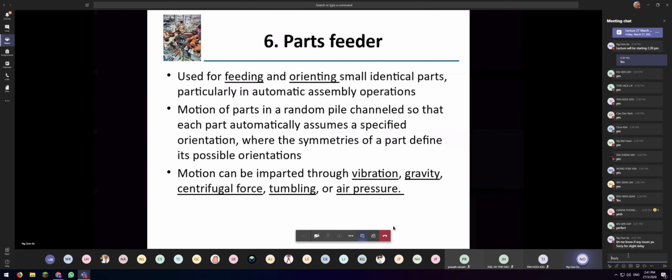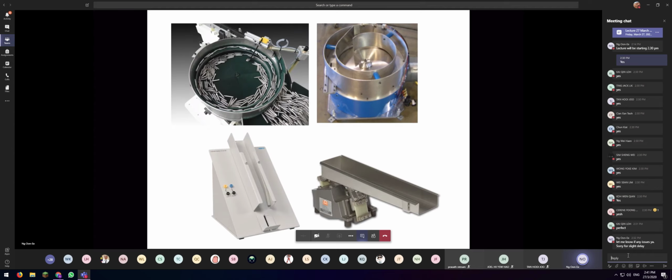There's a parts feeder, what we use for small identical parts, and we want to do orientation in particular, or feeding them into a particular system. The movement of the parts is randomly channeled so that the orientation tends to come out together. So you can move them using vibration, gravity, air pressure. It's clearer just to show images really.